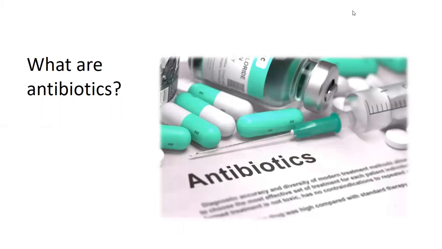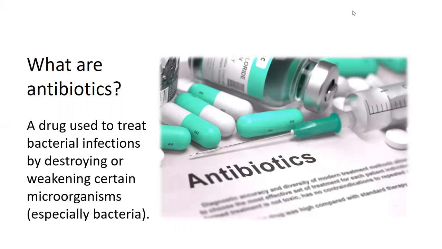So the key debates of this lesson to start off with: to look at magic bullets, we need to know what an antibiotic is. Some of you have already been to the doctor and they've given you antibiotics. So it's very clear. An antibiotic is used to treat bacterial infections by destroying or weakening certain microorganisms, especially bacteria. The key thing with an antibiotic is that you can take it, and it destroys the germ without harming the body.